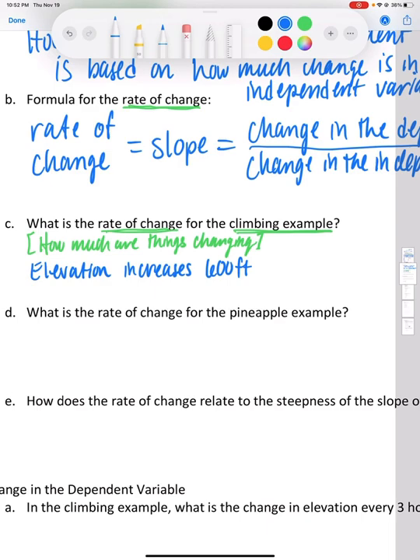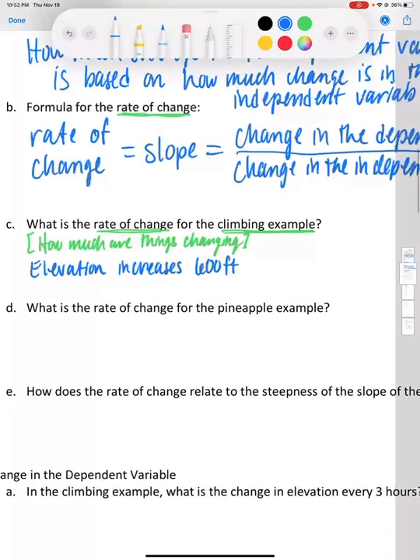So the change for elevation is an increase of 600 feet per 1 hour change in time.